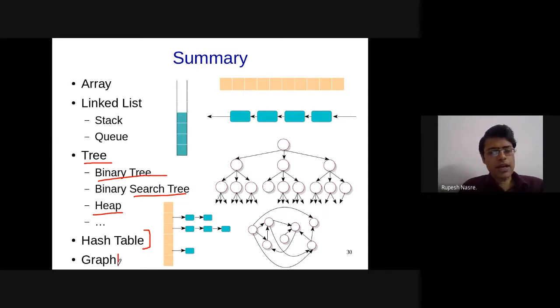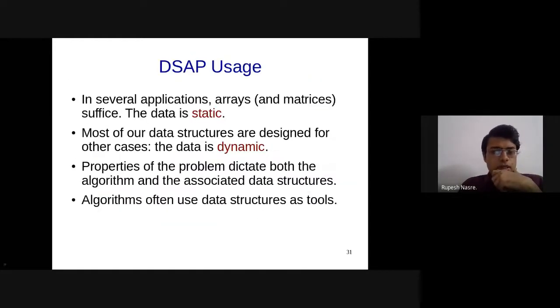And then we looked at graphs. Some applications of graphs we did. For example, the graph representation was one, but then the application was more related to doing a breadth first traversal, depth first traversal, then doing Euler tours, finding cycles, etc. So this is what we kind of covered in this course.